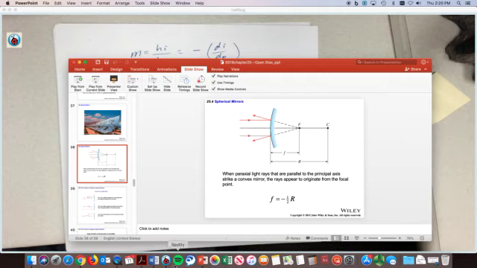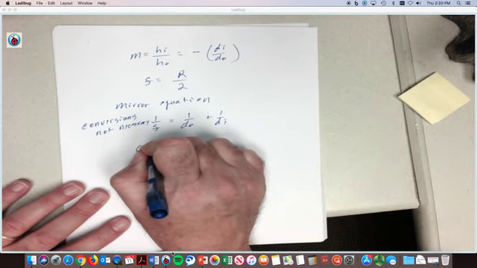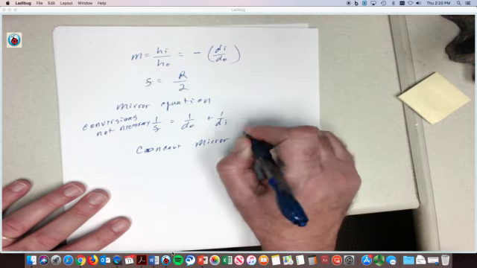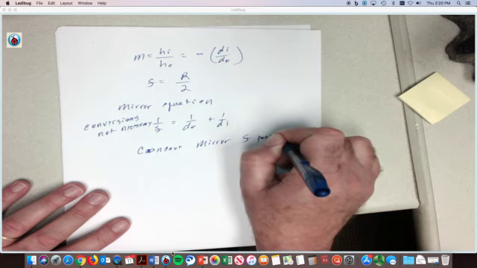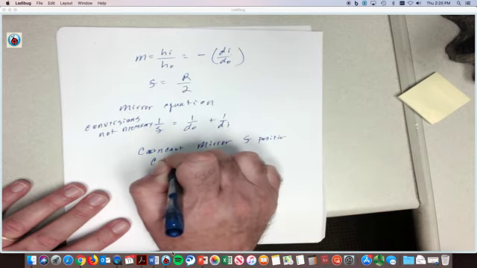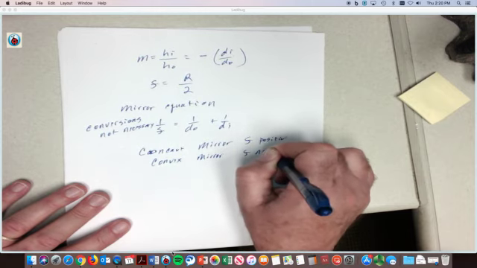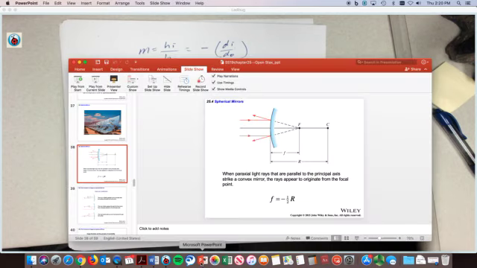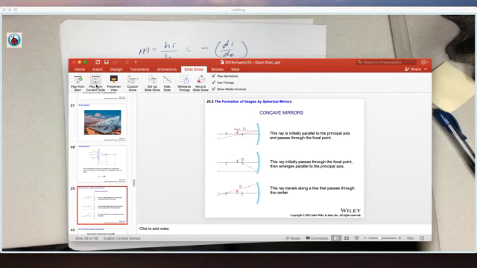Okay, so concave mirror, F, focal length positive. Convex mirror, F, negative. Focal length is negative. All right? There we got the rules down. I might have yacked enough here. Okay, so let's go back to concave mirrors here.